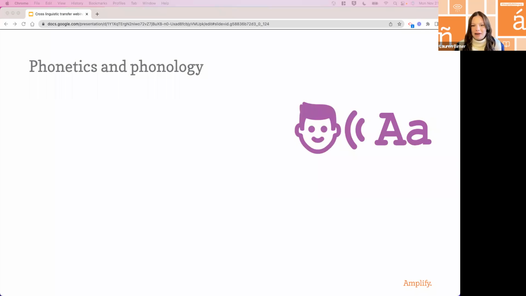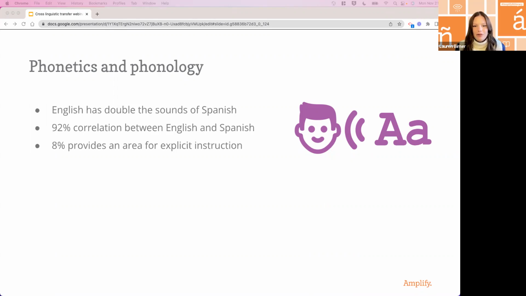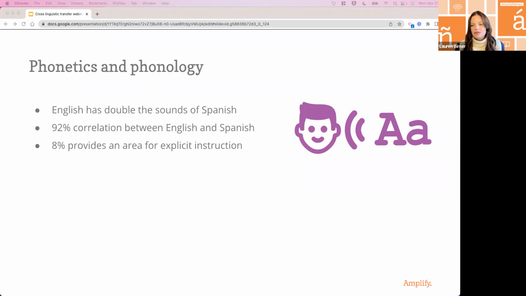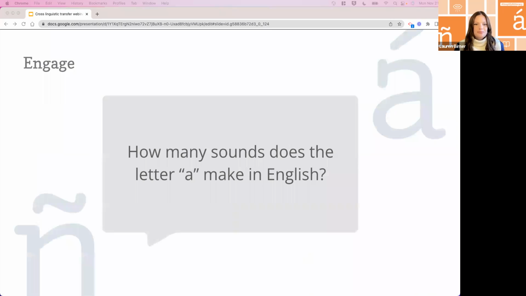So letter-sound correspondence falls into the domain of phonetics and phonology. To start out, we are going to compare English and Spanish at a high level. So English has double the sounds of Spanish. However, 92% of all of the sounds in English and Spanish have a direct correlation. And that provides us with the unique opportunity to really focus on that 8% of sounds that don't directly correlate and focus on those for explicit and direct instruction, which will not only save you valuable time and energy, but it'll also help, again, to recognize bilingualism as an asset for all of our students.